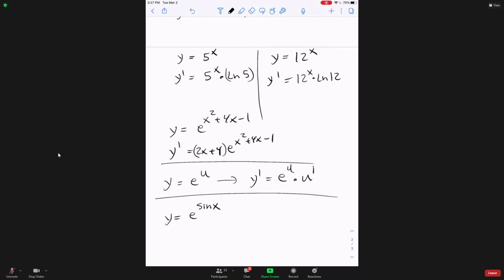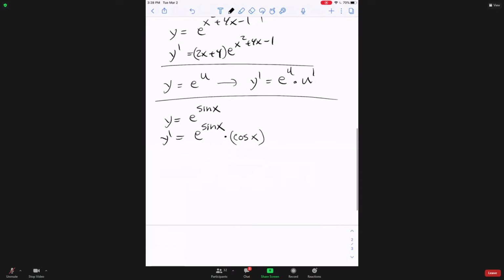So what kind of function is this? Is this an exponential function or a trig function? It's an exponential. The main function is e to the something, e to the u. So how do you take the derivative of e to the u? It's itself. That's the rule for e to the something. But now the chain rule, times the derivative of u. What's the derivative of sine of x? Cosine of x. Does that make sense?